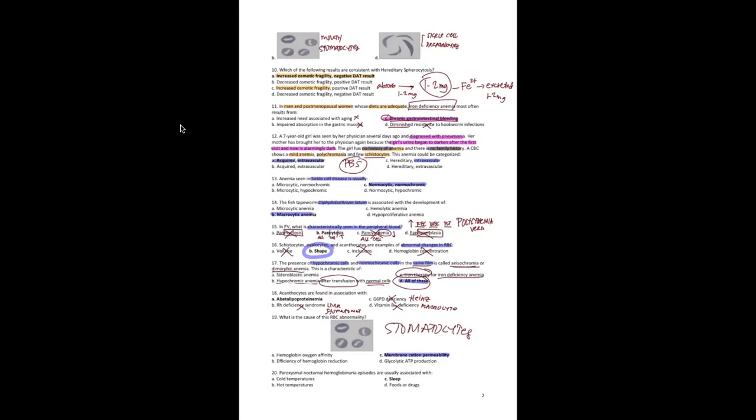Let's go now to paroxysmal nocturnal hemoglobinuria. Episodes are usually associated with what? Paroxysmal nocturnal hemoglobinuria is usually associated with letter what? Letter C. Your paroxysmal nocturnal hemoglobinuria.